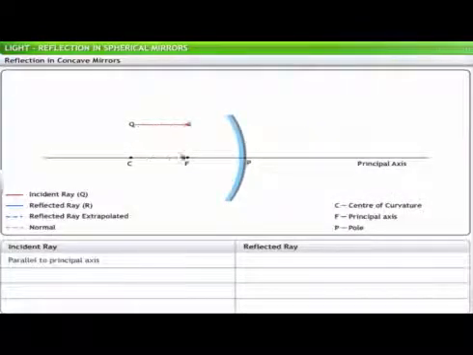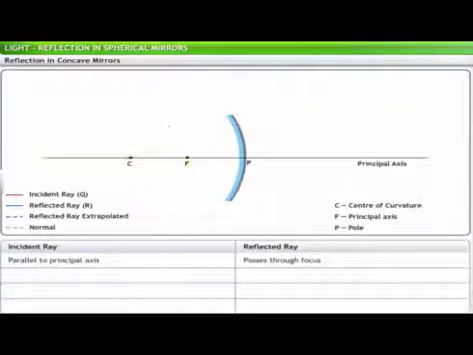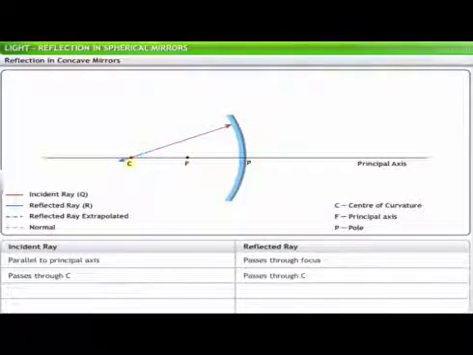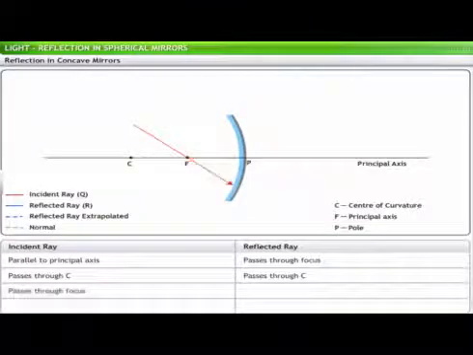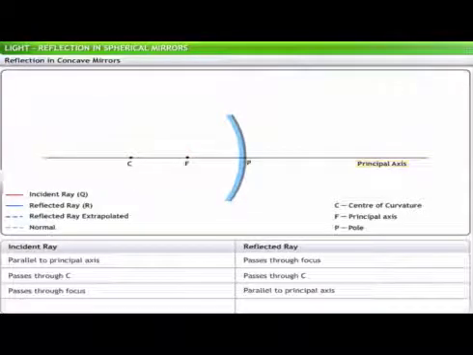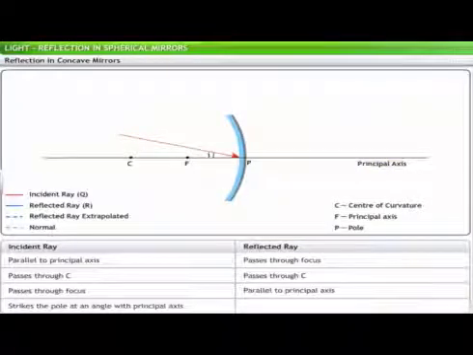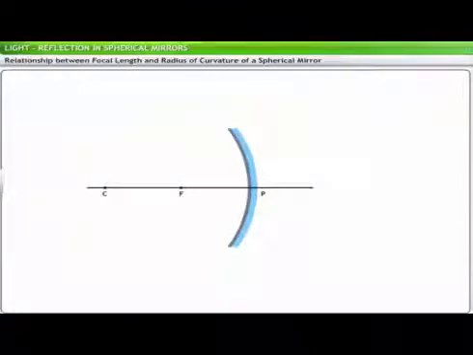If the incident ray is parallel to the principal axis, the reflected ray passes through the focus. If the incident ray passes through the center of curvature, the reflected ray retraces the path of the incident ray. If the incident ray passes through the principal focus, the reflected ray goes parallel to the principal axis. If the incident ray strikes the bowl at an angle with the principal axis, the reflected ray also makes the same angle. The focal length of a spherical mirror depends on its radius of curvature.